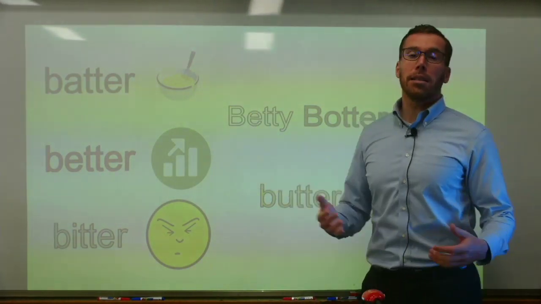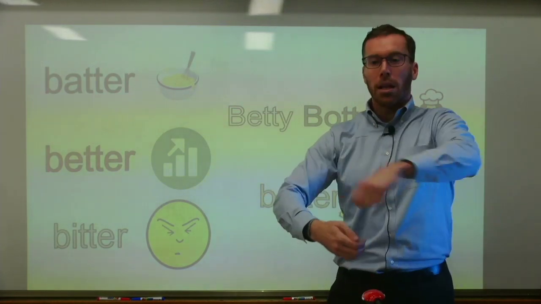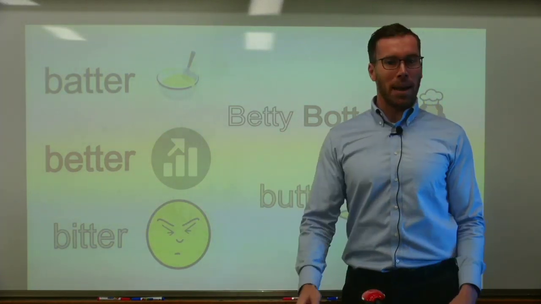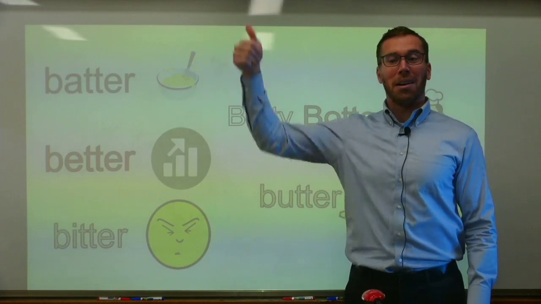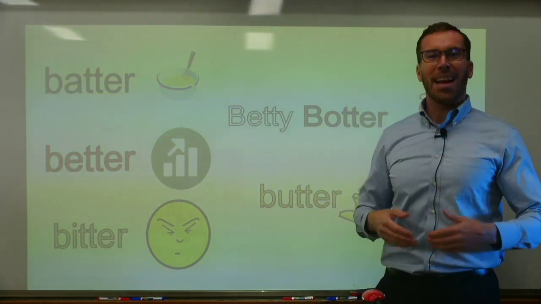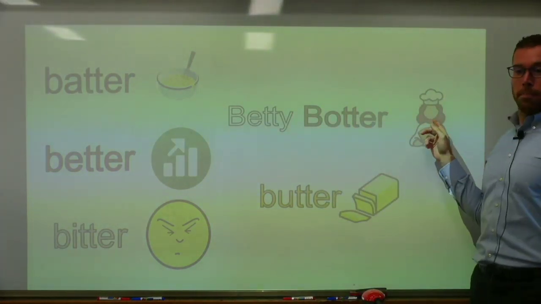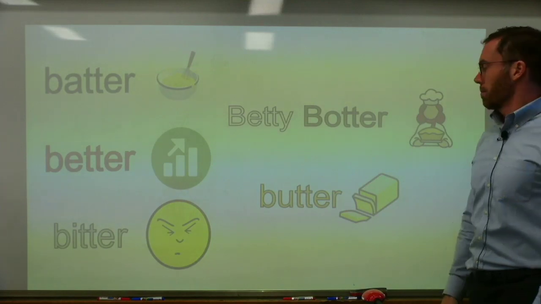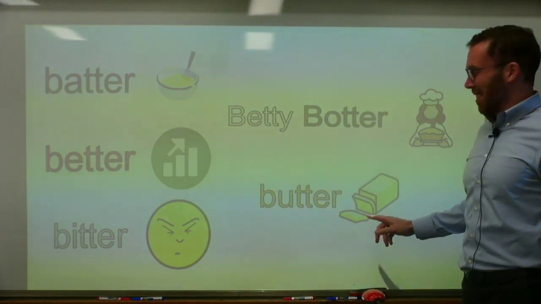Batter. This is when you're making a cake. Before you put it into the oven, this is what you mix. Right? You're mixing the cake batter. Then you put it in the oven and bake a cake. Better, right? Things are getting better. Good, better, best. Bitter is a taste, right? It tastes kind of bad. Botter is her name. I'm Mr. Gilmore. She's Betty Botter. And I think, or I hope, you know what butter is, right? This is butter.